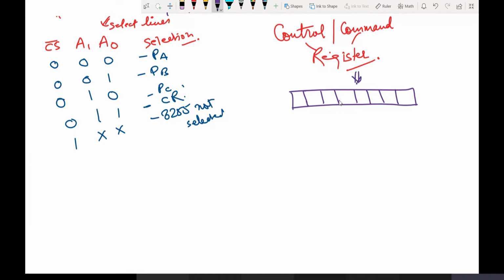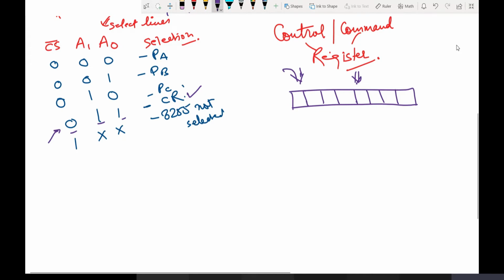This is an 8-bit register. It can store the command of the microprocessor inside in the form of binary. So control register is nothing, it's just a space inside the interfacing IC which receives the command directly from the microprocessor. Fine, so if you want to load the code coming from the microprocessor inside the CR, you need to select CR also. So for selection 011 is the pattern so that your CR can be connected to the microprocessor. Is that clear?